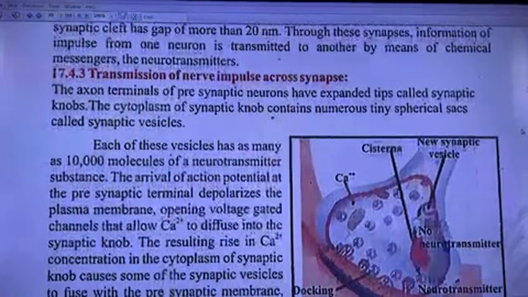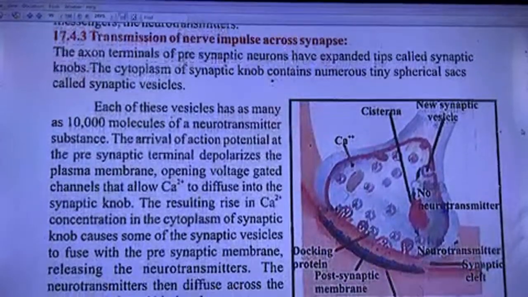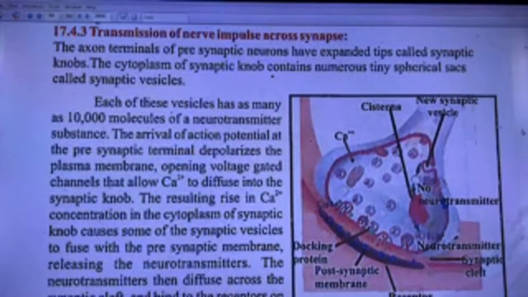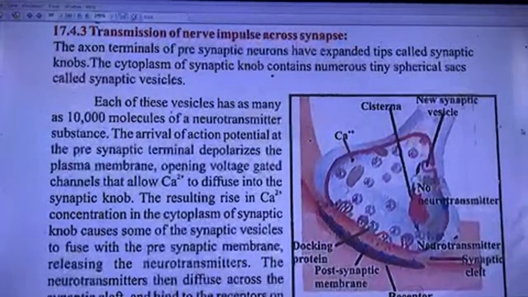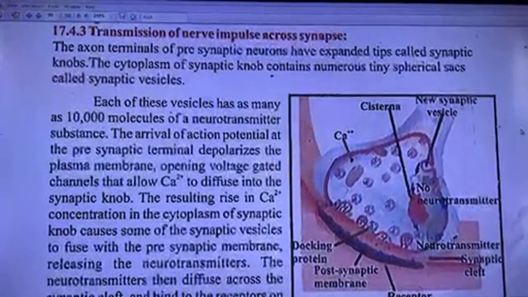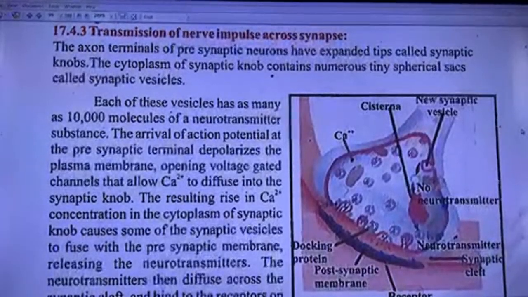Transmission of neuroimpulse across synapse. The axon terminals of presynaptic neurons have expanded tips called synaptic knobs. The cytoplasm of the synaptic knob contains numerous tiny spherical sacs called synaptic vesicles.